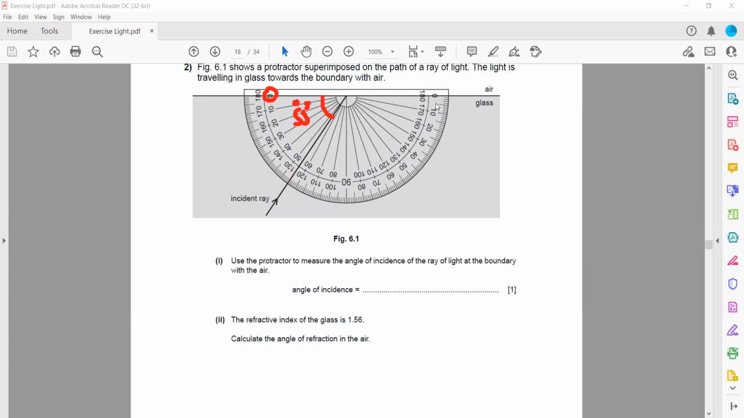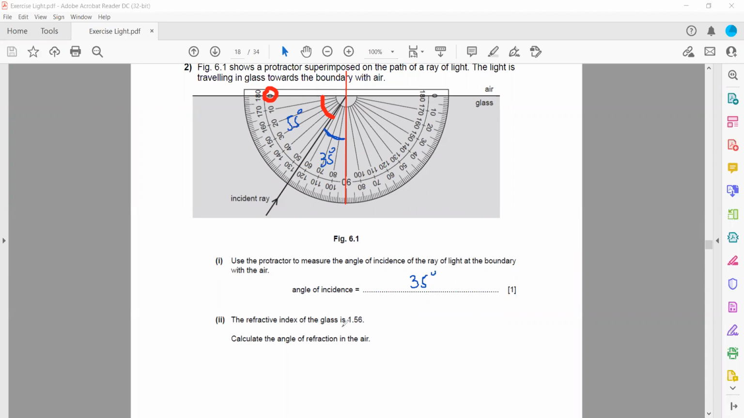So the question is, what is the angle of incidence? What is this angle? Because angle of incidence is always from the normal. So normal and incident. If this angle is 55 on the left hand side, what will be the angle between the incident and the normal? So it will be 90 minus 55, which is equal to 35. Yes, that's right. So angle of incidence is 35. When you write 35, you will get 1 mark.